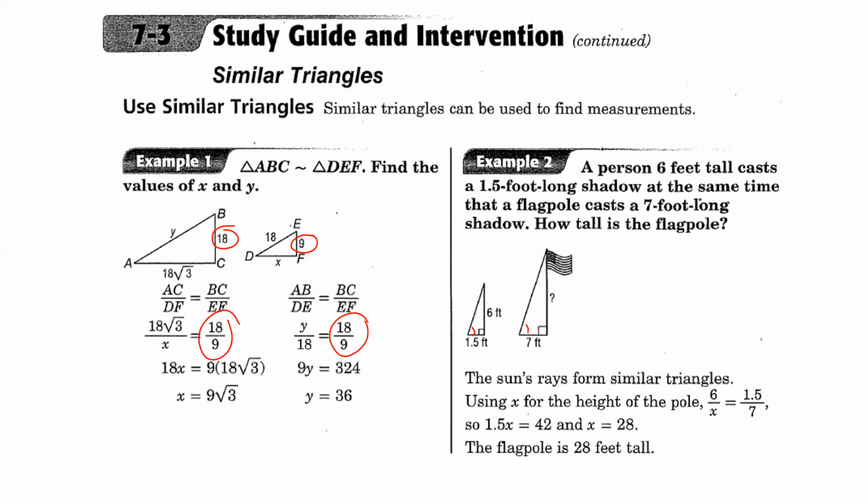So that is one that you're pretty much guaranteed to see on a test or quiz or FSA. We almost always have problems with two different figures and their shadows, and you're going to have to find the missing piece.